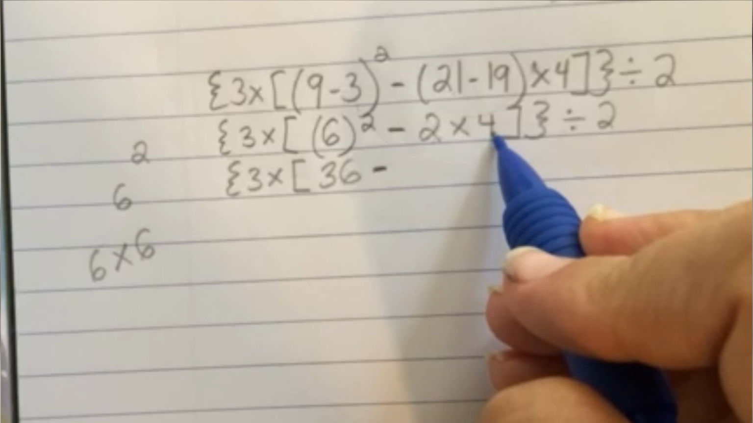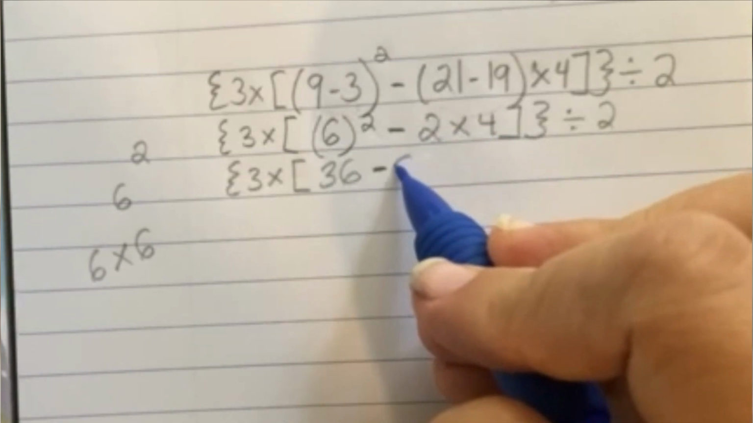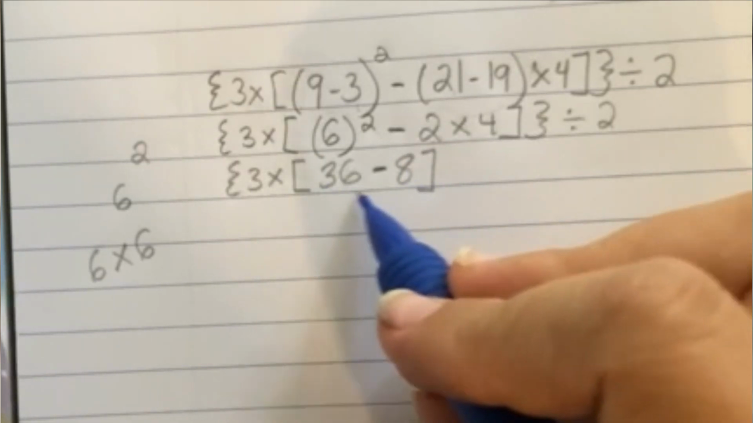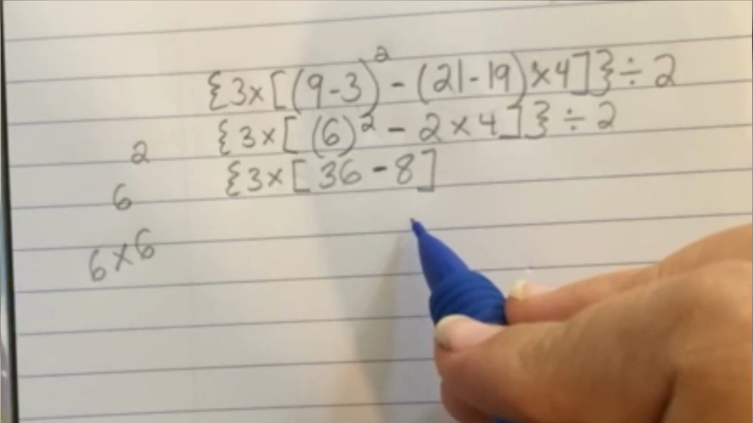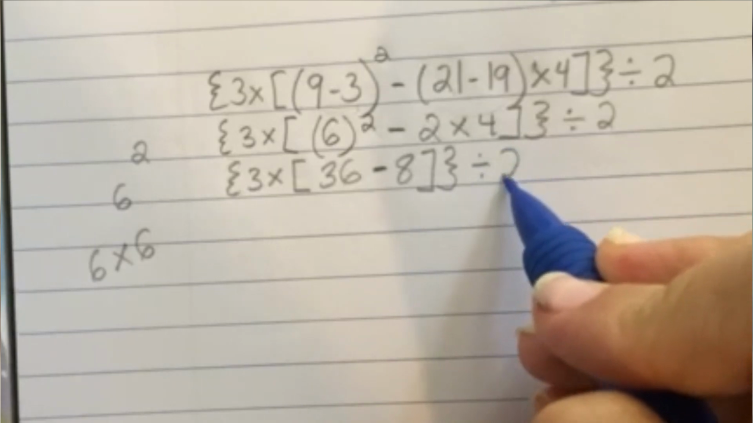Now using PEMDAS, we know that we have to deal with multiplication next. So 2 times 4 is going to give us 8. So what we're left with in our bracket is going to be 36 minus 8. We'll close that bracket and close the brace, and we'll divide by 2.